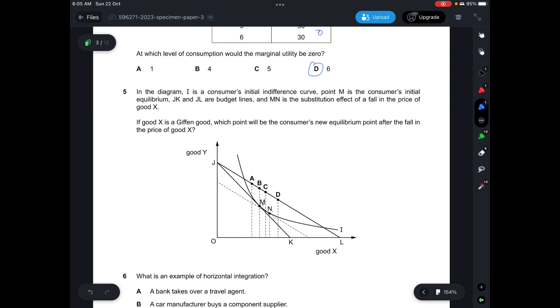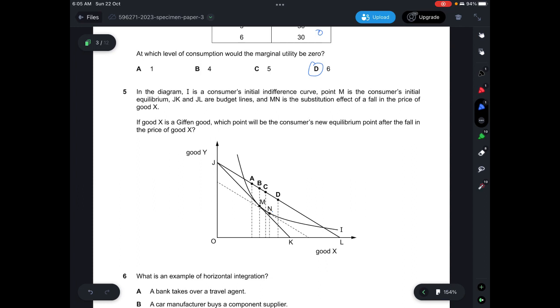Question 5, in the diagram, I is a consumer's initial indifference curve. Point M is the consumer's initial equilibrium. JK and JL are budget lines, and MN is the substitution effect of a fall in the price of good X. If good X is a given good, which point will be the consumer's new equilibrium point after the fall in the price of good X? Okay, so good X now, there's a drop in price, so instead of JK, it's now JL, and then MN is the substitution effect in the fall in the price.